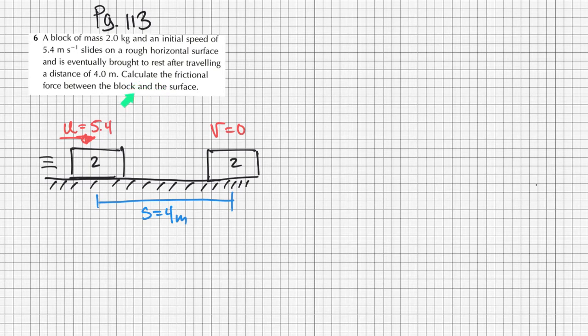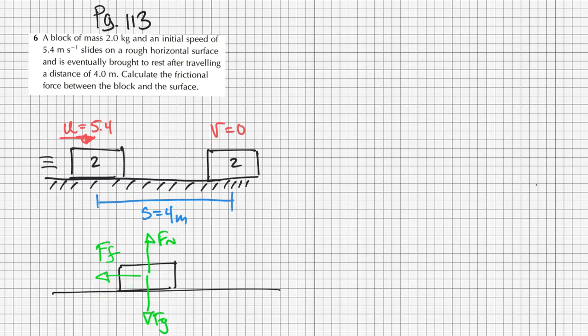So it says calculate the frictional force between the block and the surface. There's not really a few different ways that we could do this, but let's first think about our block and what forces are acting. We have the force of gravity down, that's our weight, we have our normal force up, and then we have a frictional force to the left. There's nothing pushing it to the right, it's just sliding that way, so that's the direction of its motion, but the force is to the left.